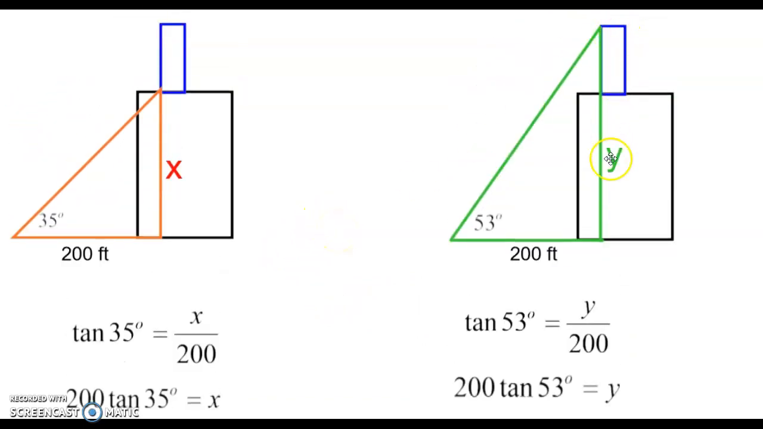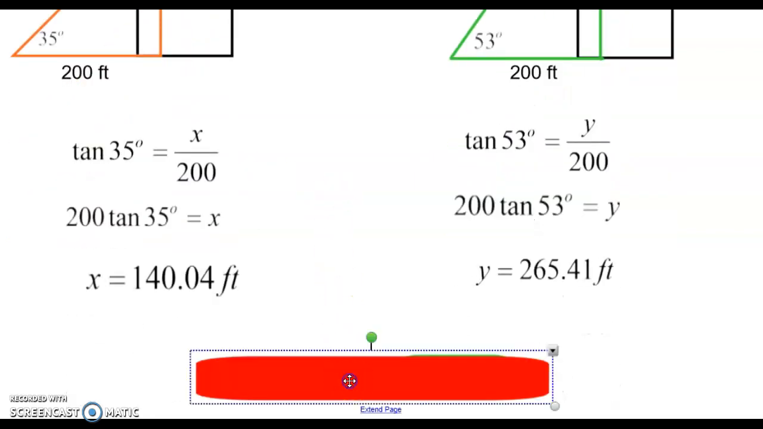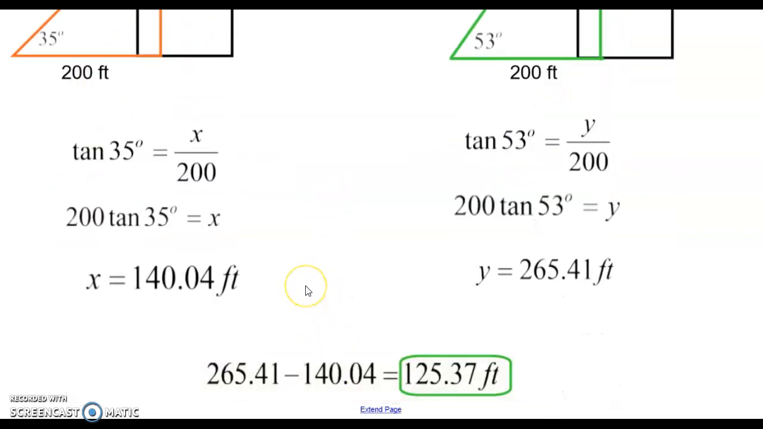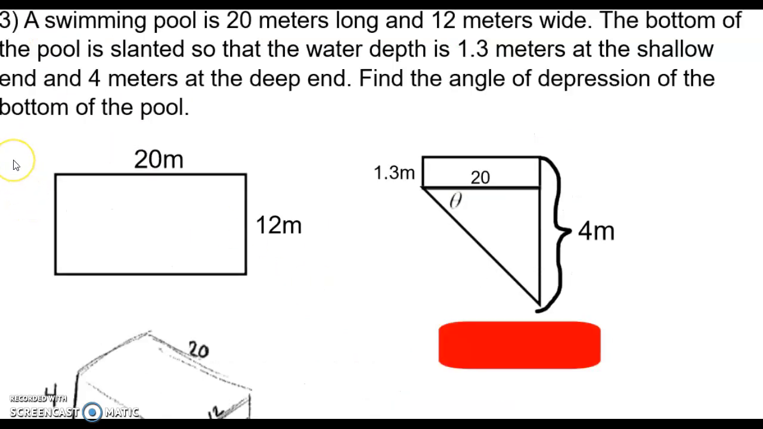So this height all the way here is 265, whereas just this portion here is 140. So the difference is going to give us the smokestack. So the difference between the heights is 125.37 feet.